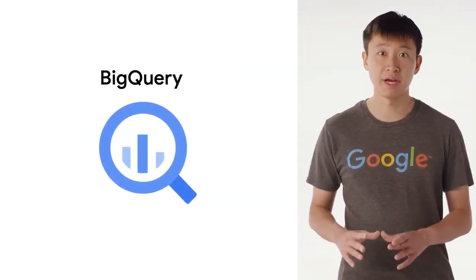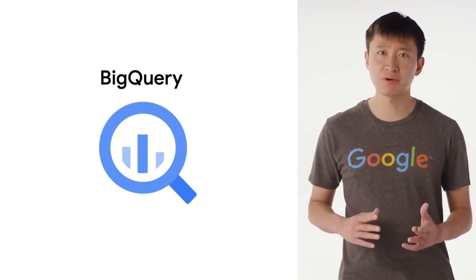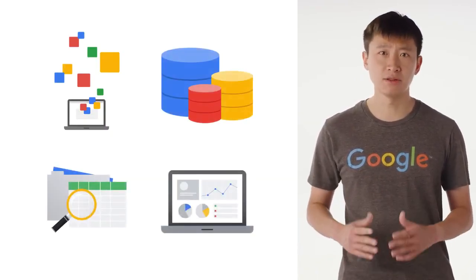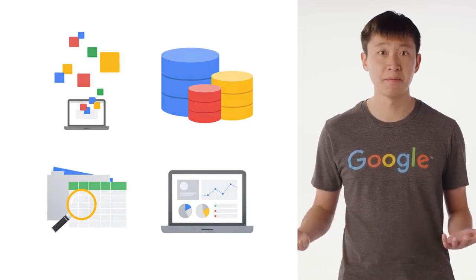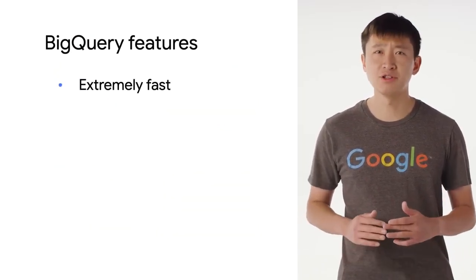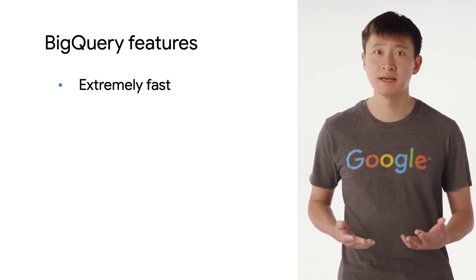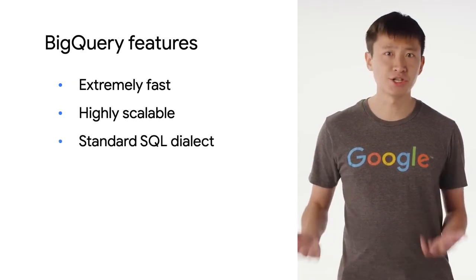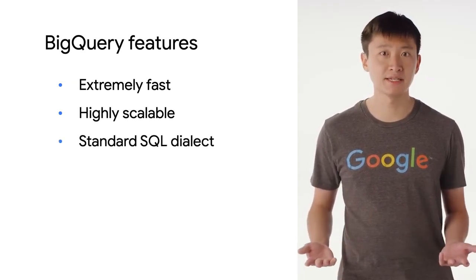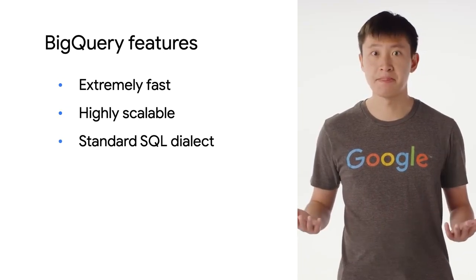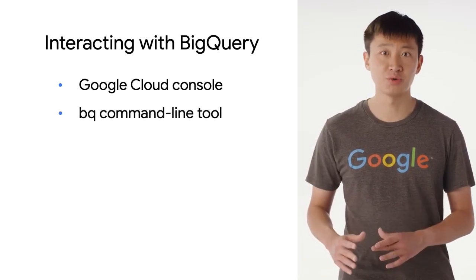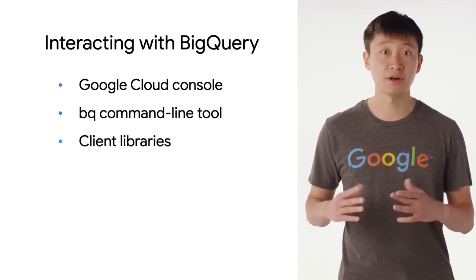Next up, we have BigQuery. BigQuery is Google Cloud's enterprise data warehouse that lets you ingest, store, analyze, and visualize big data with ease. It's designed to make large-scale data analysis accessible to everyone. BigQuery is fast, allowing you to perform complex queries in seconds. BigQuery also makes it easy to scale seamlessly, up to petabyte scale. Additionally, it supports a standard SQL dialect, so if you're already familiar with SQL, you're all set. To interact with BigQuery, you can use the Google Cloud Console, the bq command line tool, or access it via code using our client libraries.